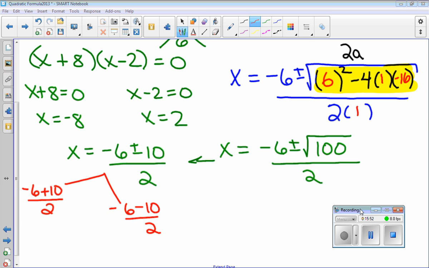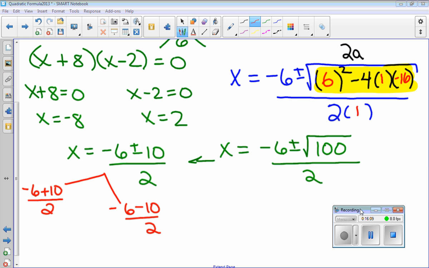That's where the plus or minus comes in. You have 2 answers. Hold on. You cannot type this into the calculator the way you see it without using the fraction key, because it will divide the 10 and the 2.